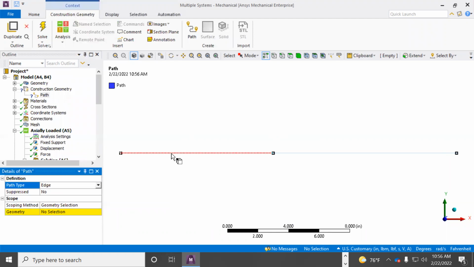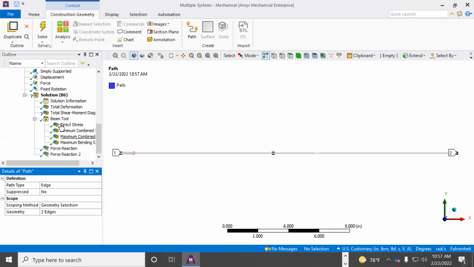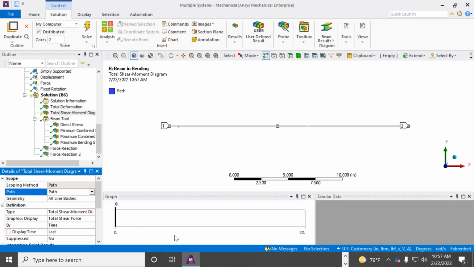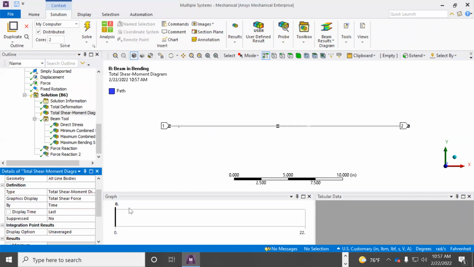And now my path is going to be using AB, and then control, and I want to select also BC. So this is my selected path. I go apply. You see here I have point 1 and 2 for my path. If I go down to my total shear and moment diagram, now I can select my path that we defined. And I can look at the total shear and moment.